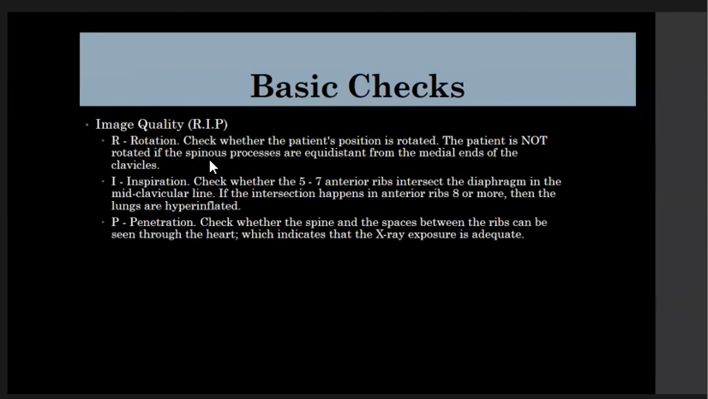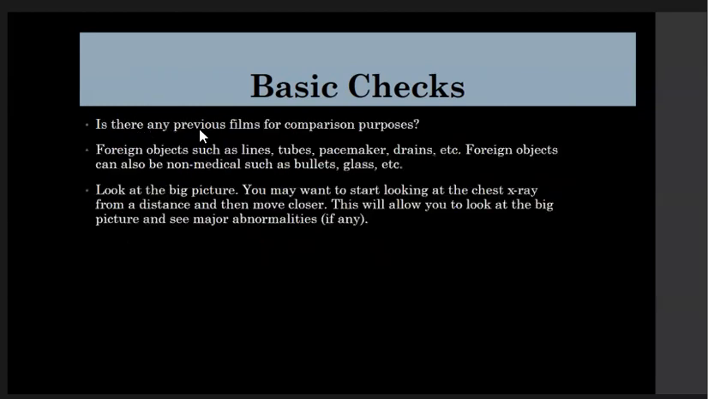Please look for whether there are any previous films for comparison purposes. Foreign objects such as lines, tubes, pacemaker, drain, etc. Foreign bodies can also be non-medical, such as bullets, glass, etc. Look for the big picture. You may want to start looking at the chest X-ray from a distance and then move closer. This will allow you to look at the big picture and see any major abnormality.